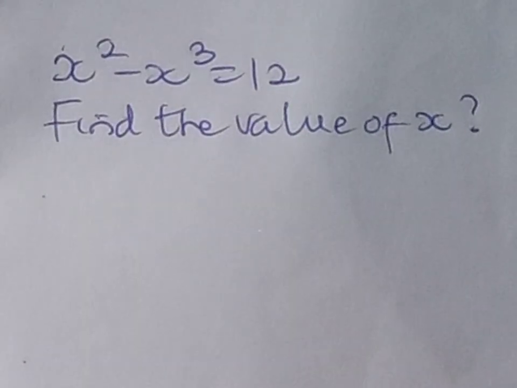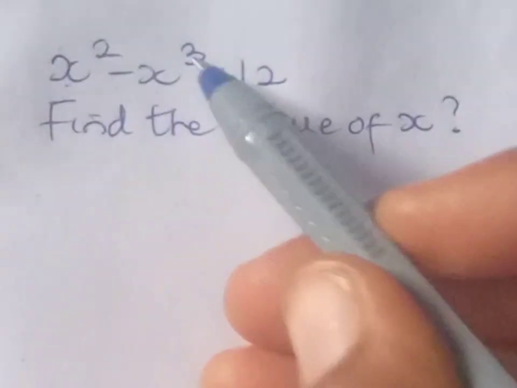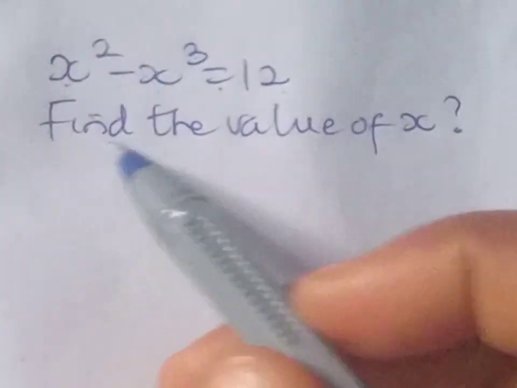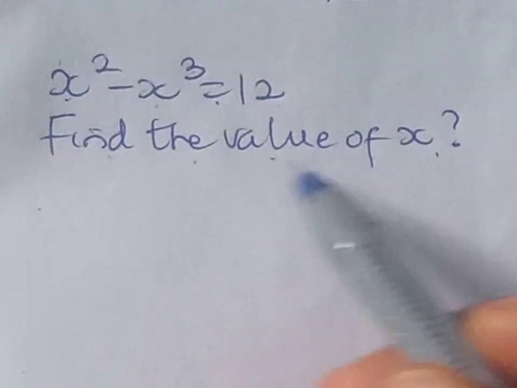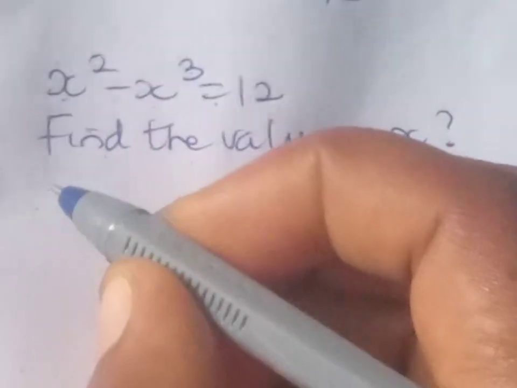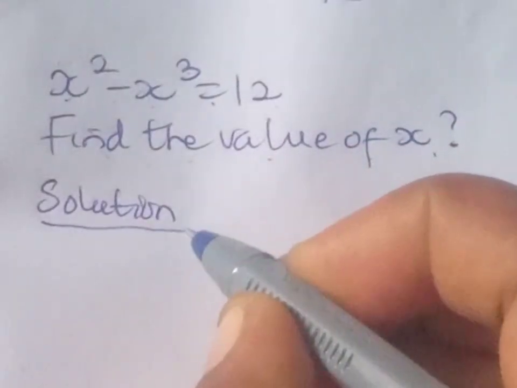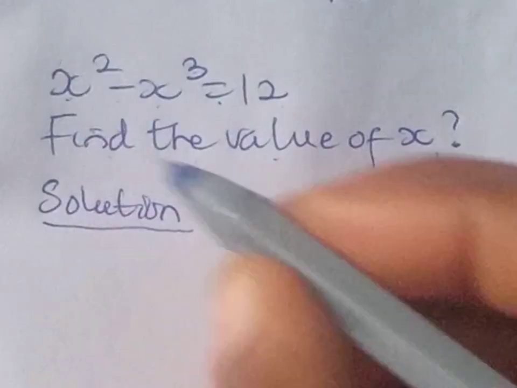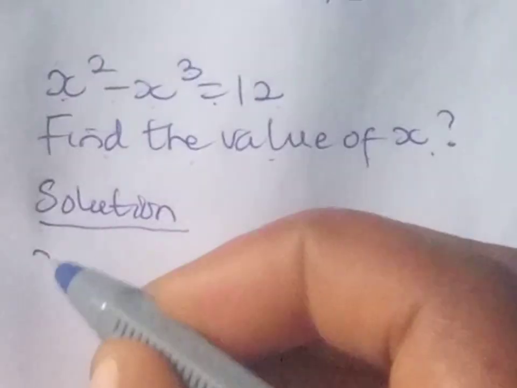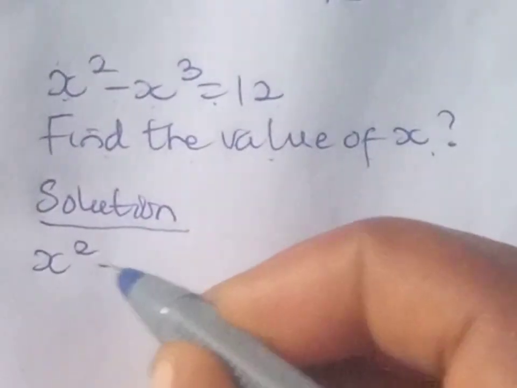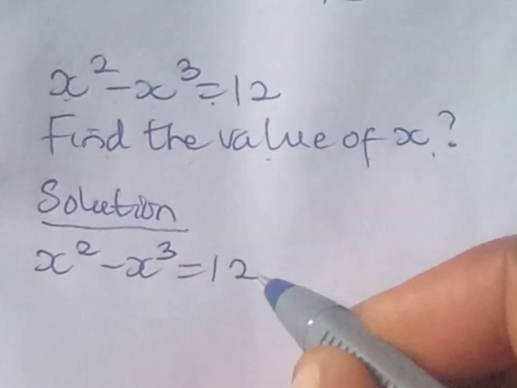Hello everyone. Given x squared minus x cubed equals 12, find the value of x. How do we solve for x? Our solution: the first thing is, let's rewrite the equation. The equation again says x squared minus x cubed equals 12.